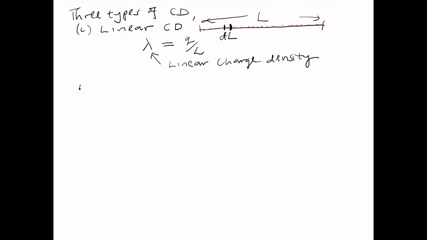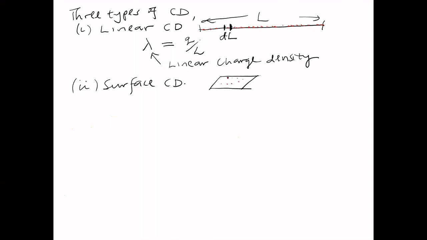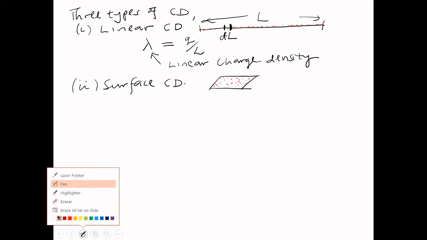In a similar way, we have the surface charge density. For the surface charge density, imagine you have an area on which some charges are distributed. I've drawn it to look like a sheet of paper. Because the charges are distributed on the surface, you have a surface charge density. If you have this configuration, the charge density you use is the surface charge density.